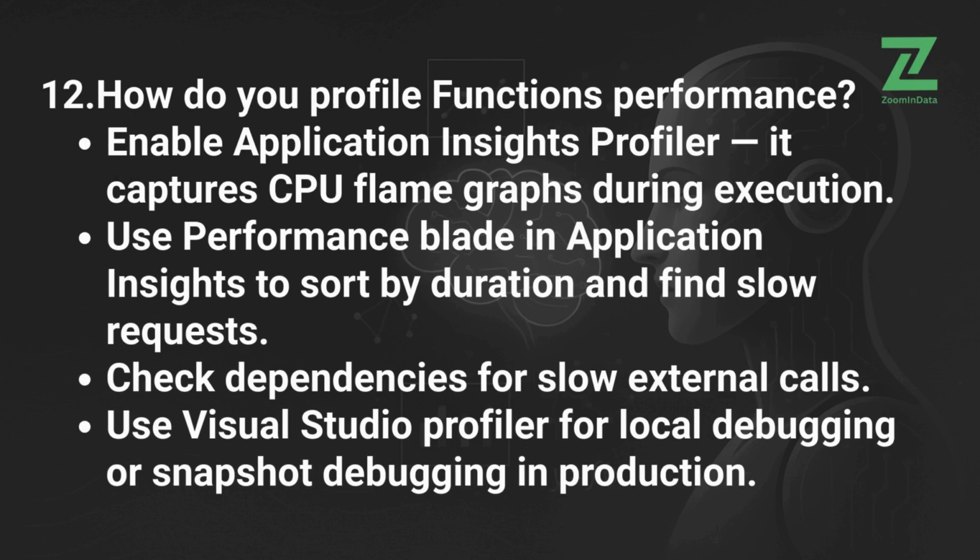How do you profile functions' performance? Enable Application Insights Profiler. It captures CPU flame graphs during execution. Use Performance Blade in Application Insights to sort by duration and find slow requests. Check dependencies for slow external calls. Use Visual Studio Profiler for local debugging or snapshot debugging in production.